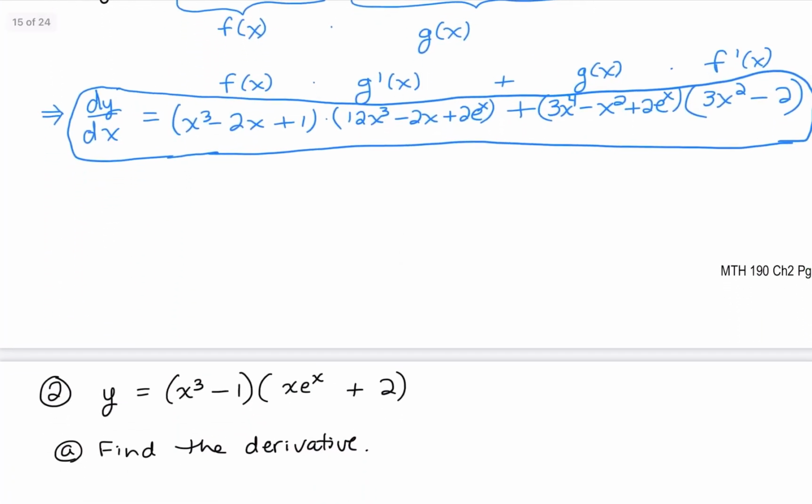Okay, let's look at another one. So number 2, the binomial x to the third minus 1 times another binomial, x e to the x plus 2. So again, I do have a product of two functions of x. I have an f of x times my g of x, the f of x being the x to the third minus 1, and the g of x being the x e to the x plus 2.